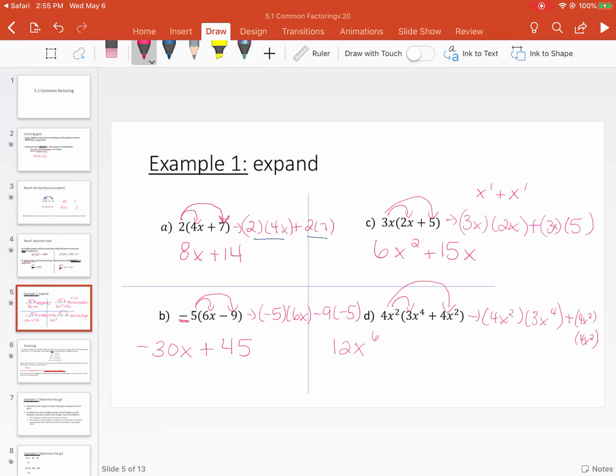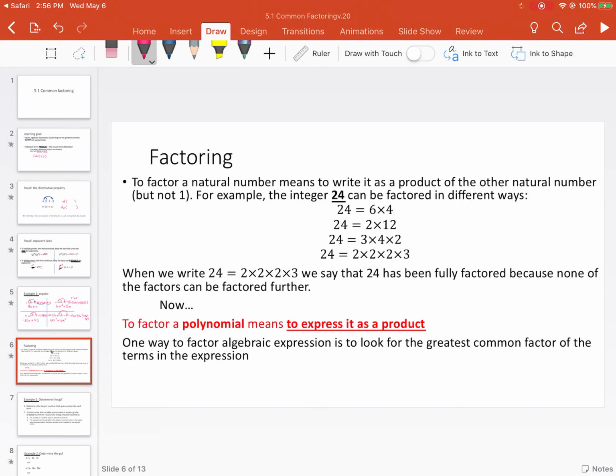Okay, and then 4x squared, sorry, I'm running out of room, times 4x squared. Now you have 16. 4 times 4 is 16. And then x squared times x squared means x to the power of 4. 2 plus 2 is 4. Okay, so that is expanding. And then we're going to move towards the opposite in grade 10, which is factoring.